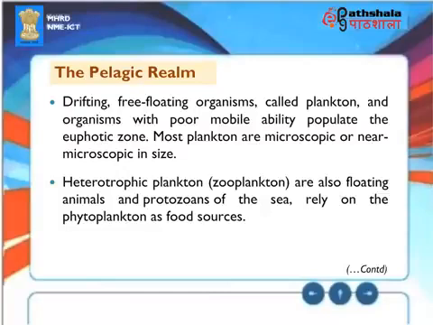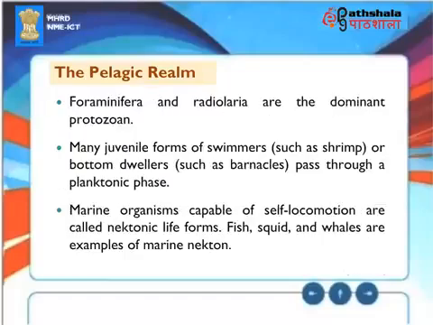Most plankton are microscopic or near microscopic in size. Heterotrophic plankton or zooplankton are also floating animals and protozoans of the sea. They rely on the phytoplankton as food sources. Foraminifera and radiolaria are the dominant protozoans. Many juvenile forms of swimmers, such as shrimp, or bottom dwellers, such as barnacles, pass through a planktonic phase.